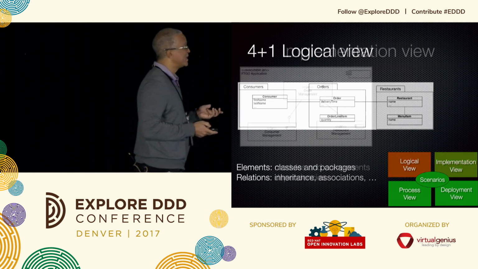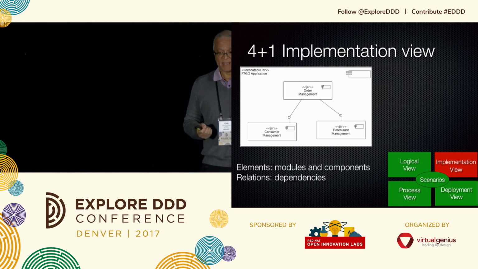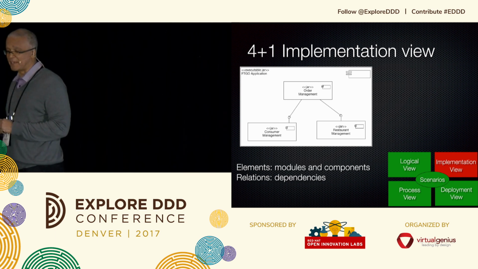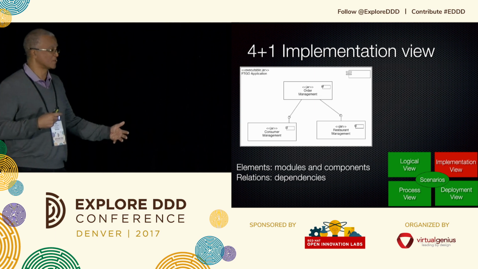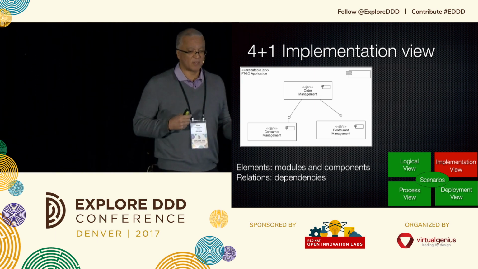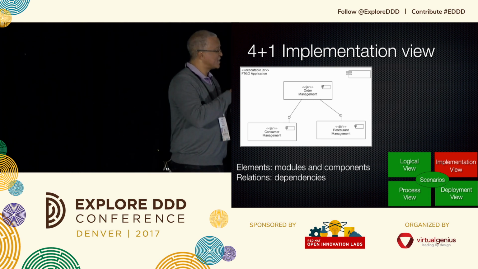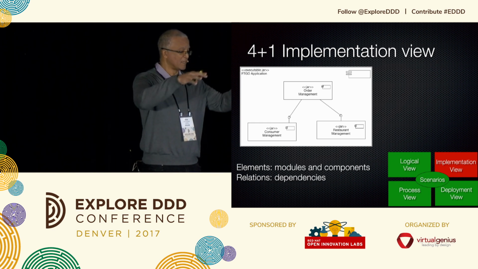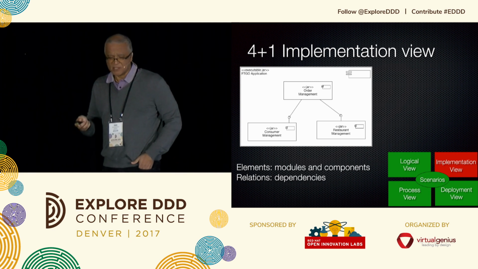And then there's the implementation view. That's really the output of the build tools. It's comprised of modules, which in Java would be jar files, and then also components, which are the executables or deployables. So in Java, jar files or executable jar files or war files. The relations here are the dependencies between them and composition. So this component is made up of these modules, and this module depends on that module, and so on.